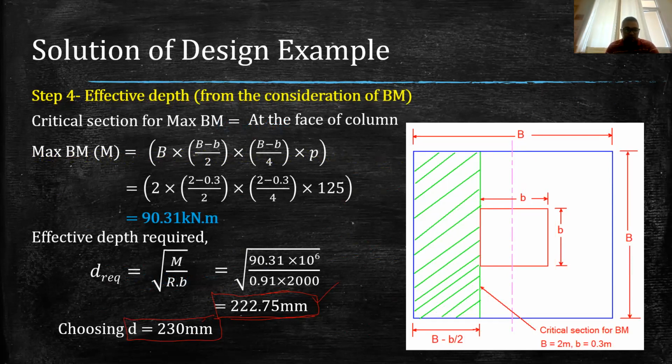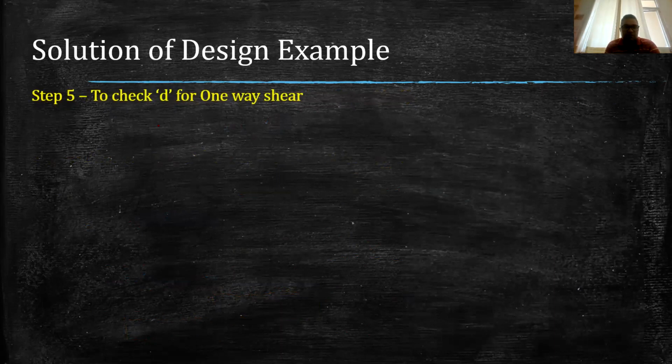Now the depth we have calculated from bending moment criteria, we have to check whether this depth is sufficient for one-way and two-way shear or not. So for that, we will move to the next step, which is checking the depth for one-way shear criteria. For this depth that we have calculated in the previous step to be safe in one-way shear, the value of tau v should be less than k into tau c. We have to satisfy this condition.